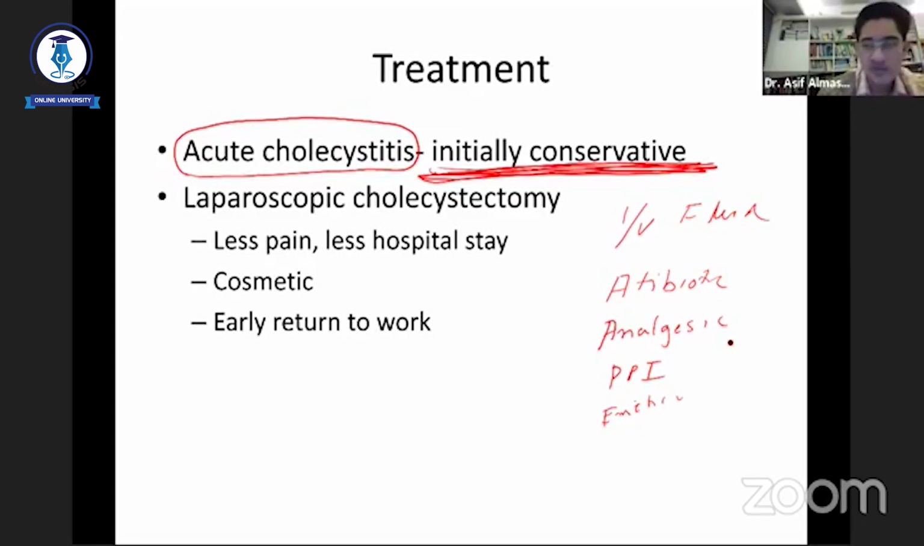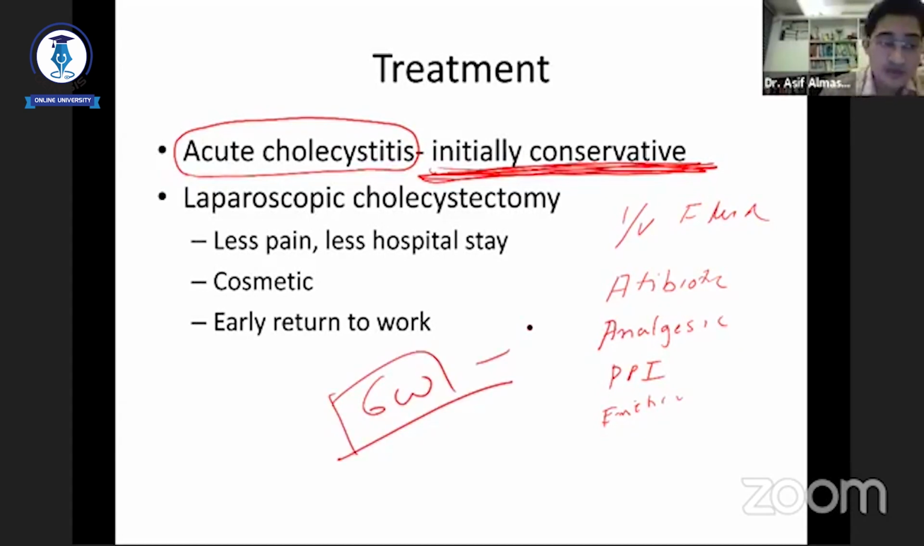When the patient's signs and symptoms improve, after 6 weeks, you go for laparoscopic cholecystectomy. Now, if someone asks you, in case of acute cholecystitis, would you like to go for surgery? Your answer should be, sir, I would like to go for conservative treatment, and after 6 weeks, I'd like to go for surgery. Why? Because in case of an acute case, the tissue is very friable, and there are a lot of dense adhesions, and it would be very difficult for me to do the surgery perfectly.